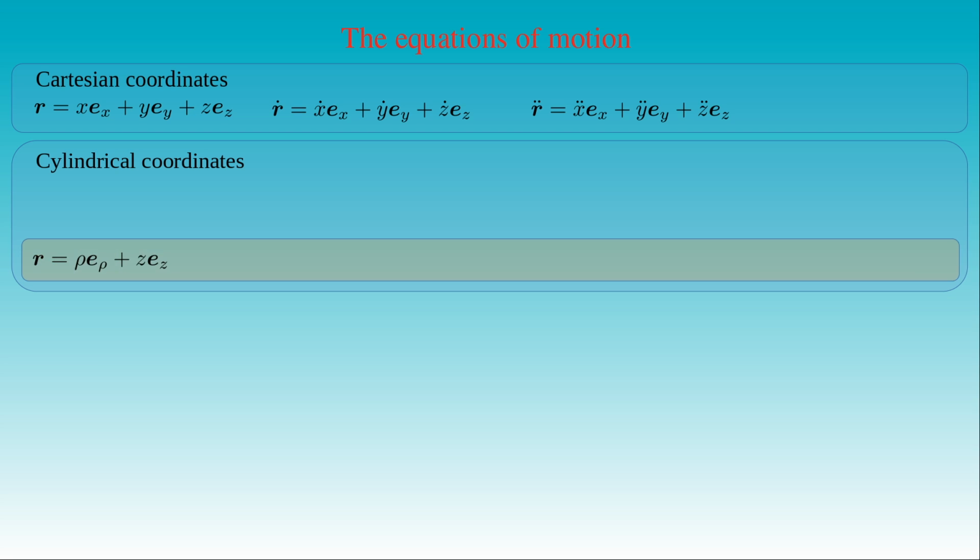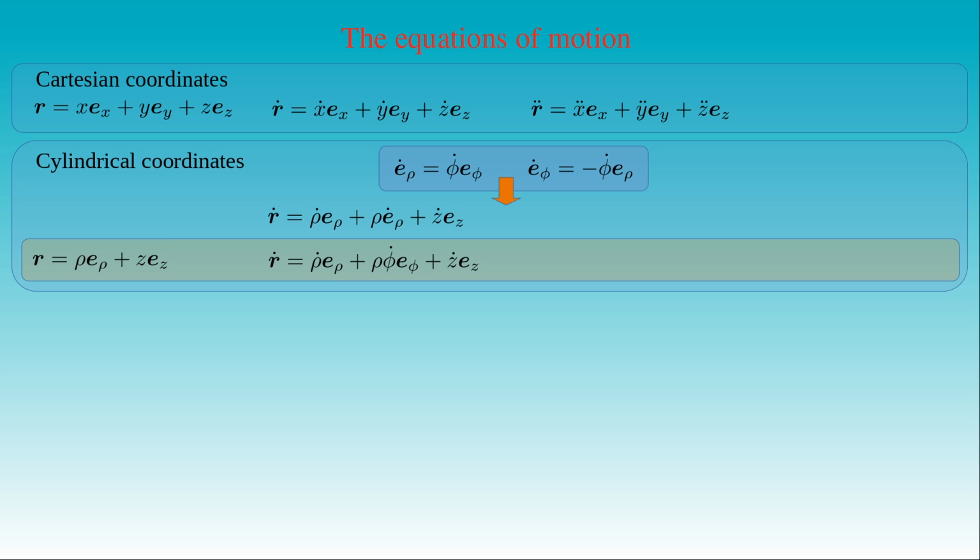Since the basis vector e ρ depends on the time parameter t, the derivative of the position vector is equal to ρ dot times e ρ, plus ρ times e ρ dot, plus z dot times ez. We have already seen that the derivative of the basis vector e ρ is equal to phi dot times e phi. Then we obtain the first order derivative of the position vector. Its ρ component is the derivative of ρ. Its phi component is ρ times the derivative of phi. And its z component is the derivative of z.